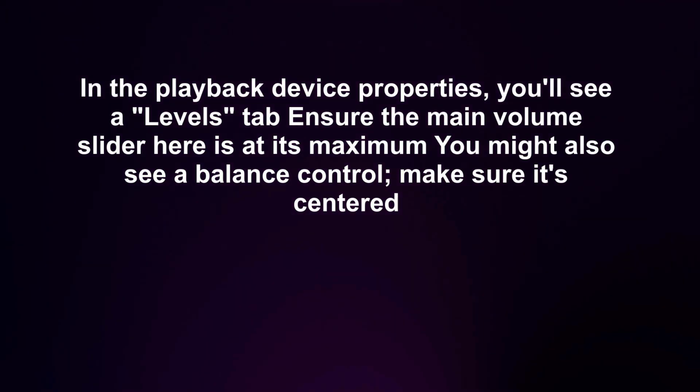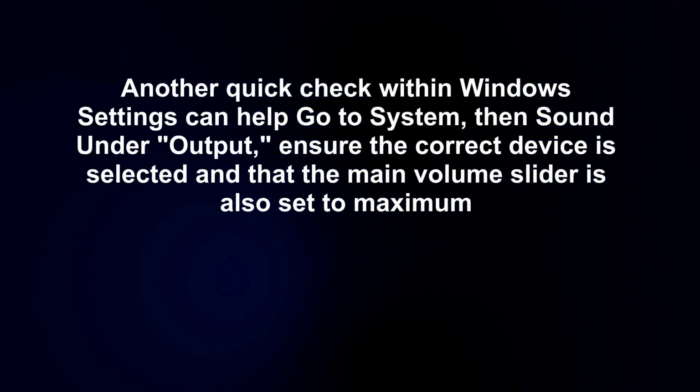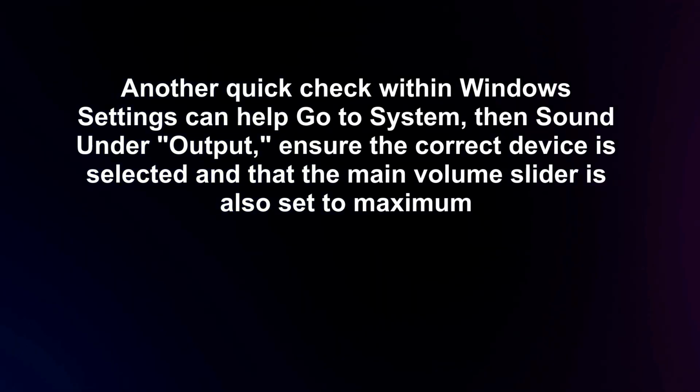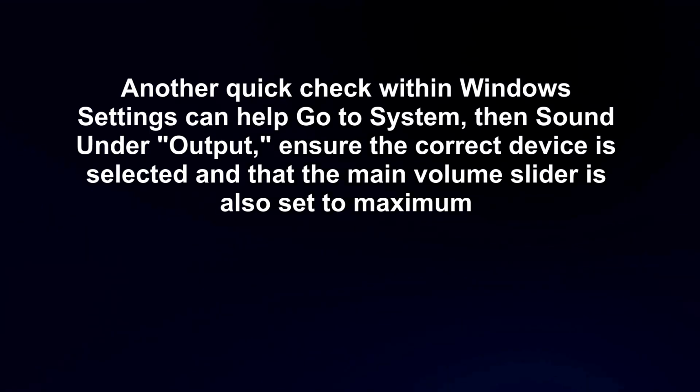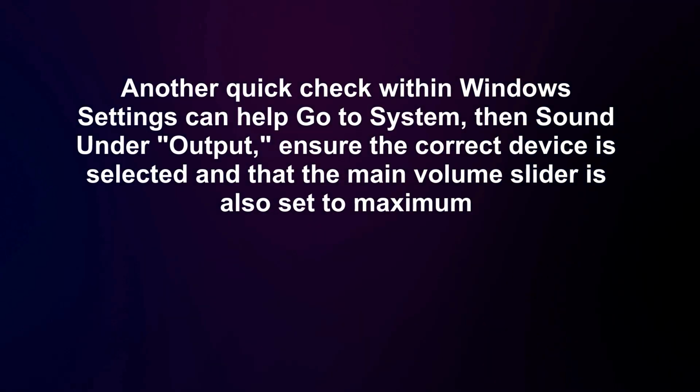You might also see a Balance control. Make sure it's centered. Another quick check within Windows settings can help. Go to System, then Sound under Output. Ensure the correct device is selected and that the main volume slider is also set to maximum.